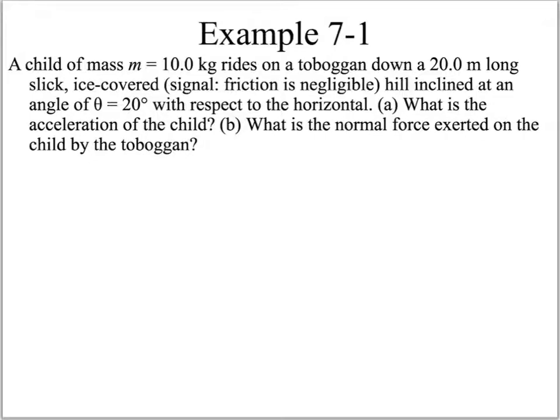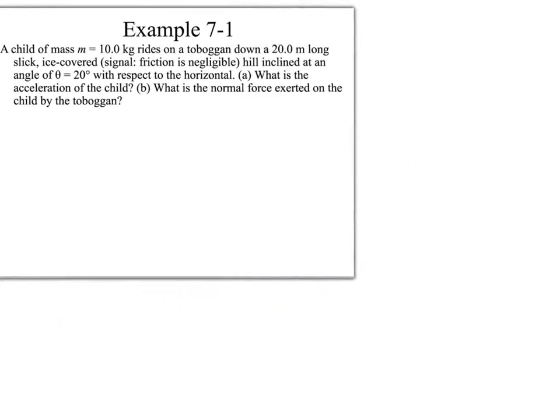For the time being, we're going to talk about an ice-covered hill, because we're not dealing with friction yet. So the hill is slippery. It is virtually frictionless, we'll call it. All right, there's our hill right there. It is 20 degrees with respect to the horizontal.